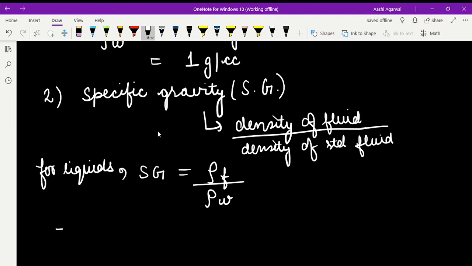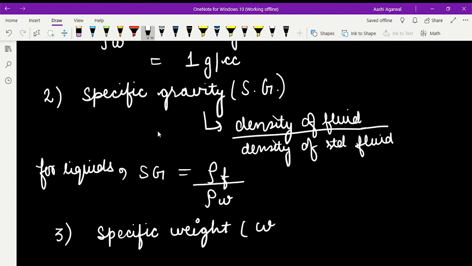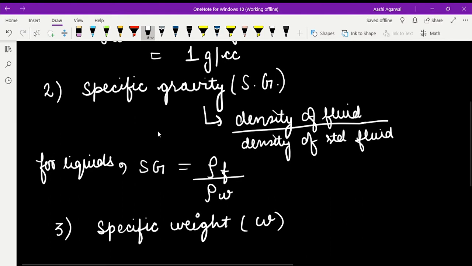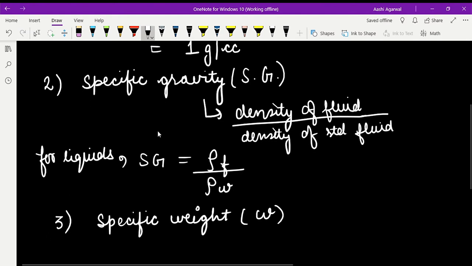Now the third property that we look at is specific weight. Again, there are different ways by which you can denote it. I'll denote it by small w. You can denote it by gamma also. Specific weight is nothing but the weight of the fluid per unit volume of the fluid. So I will denote it W by V. W is nothing but the weight of the fluid and V is nothing but the volume of the fluid.